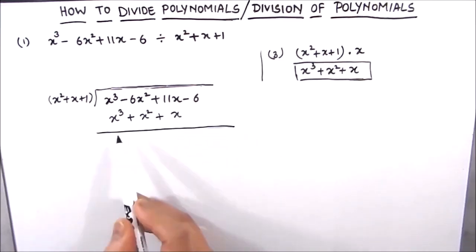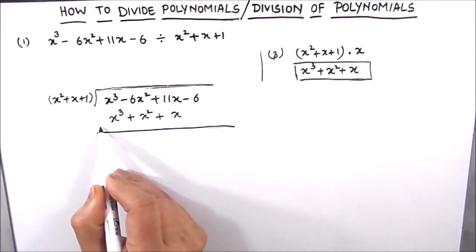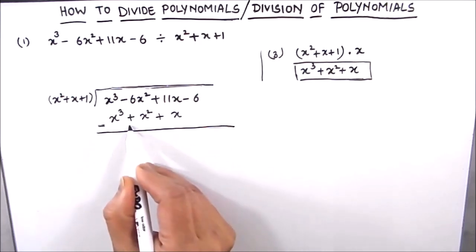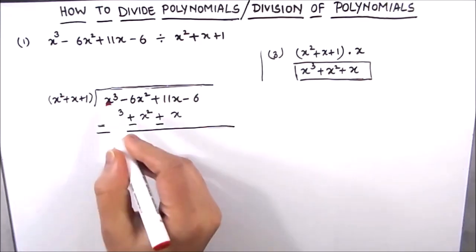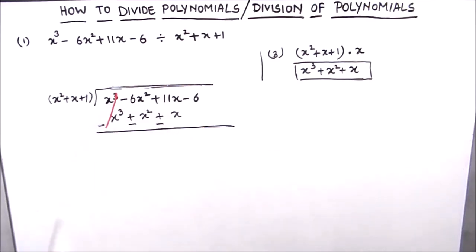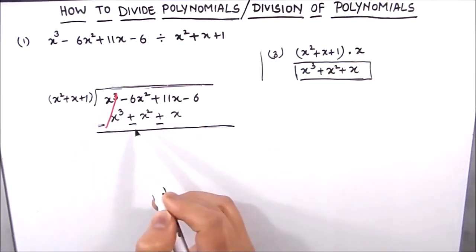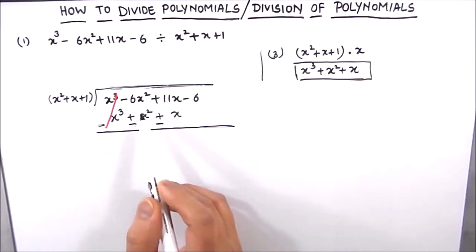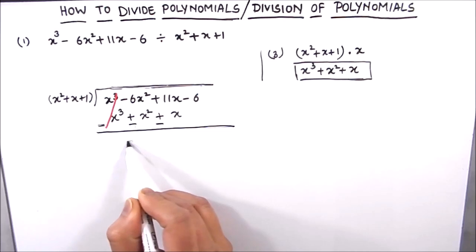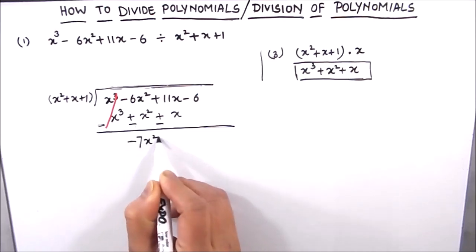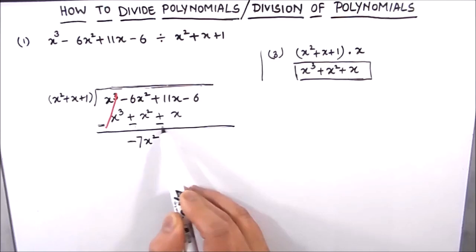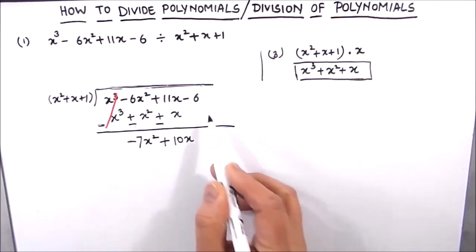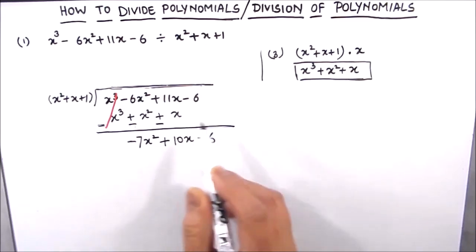Now as this is a subtraction, we are going to change the signs first. So this will be minus, this is minus, this is minus. So x cube minus x cube will get cancelled here. Minus x square minus x square, minus and minus, so we'll add the two numbers. So this will be minus 7x square, and 11x minus x will give us plus 10x. And the rest of the terms we have to write as is.